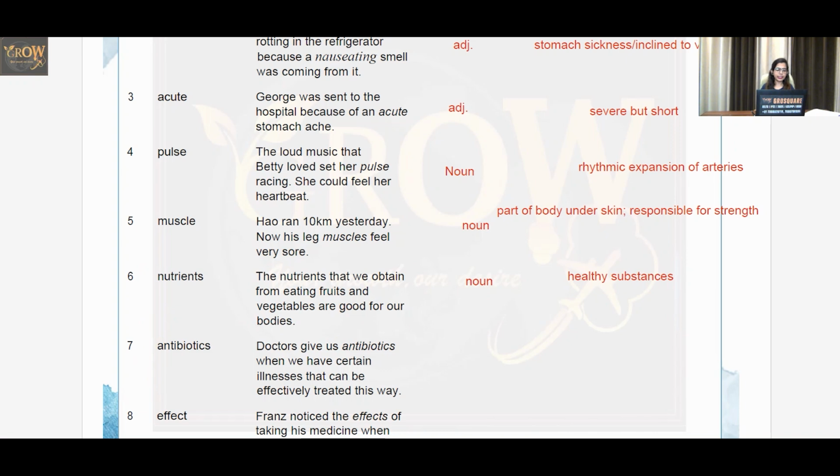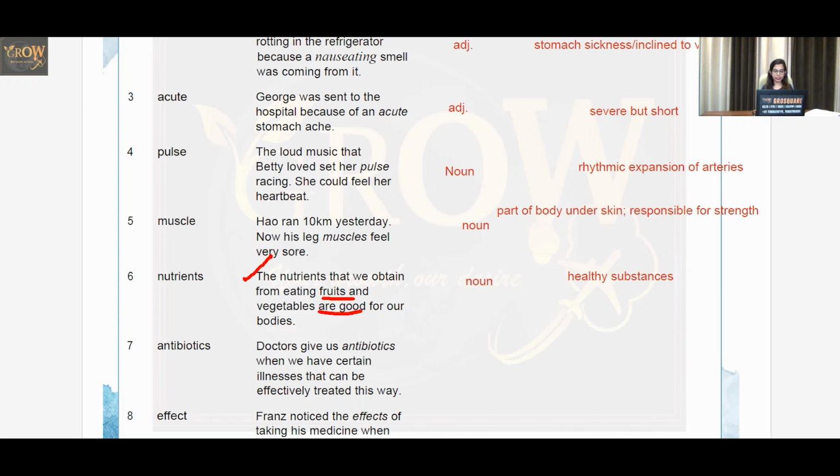So they are saying that the nutrients that we obtain from eating fruits and vegetables are good for our bodies, right? जो हमें nutrients मिलते हैं, किससे मिलते हैं? Number one, fruits से, and number two, vegetables से, that are really good for our body, right?